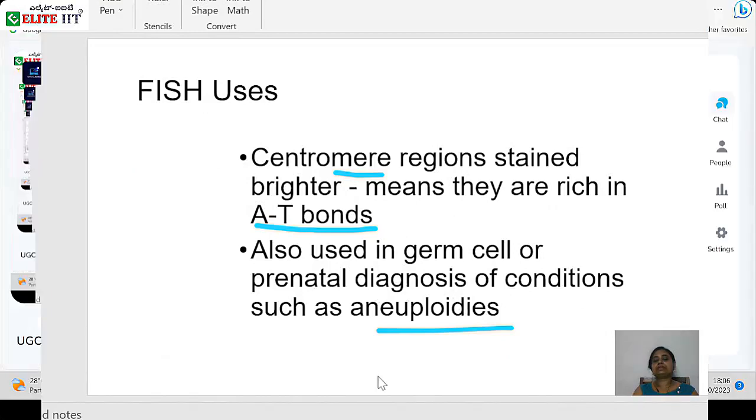Aneuploidy. What is that aneuploidy? I forgot. Just give me 1 minute.